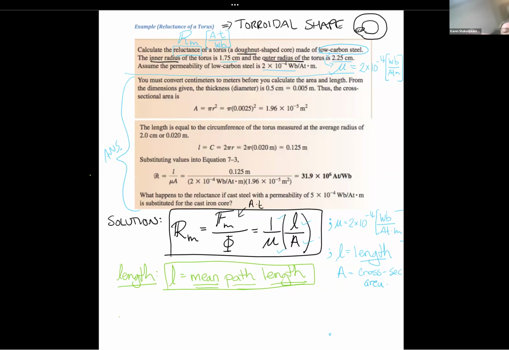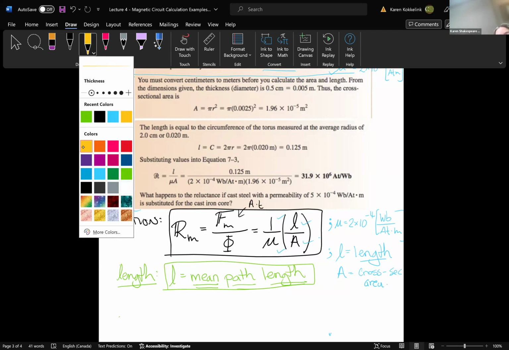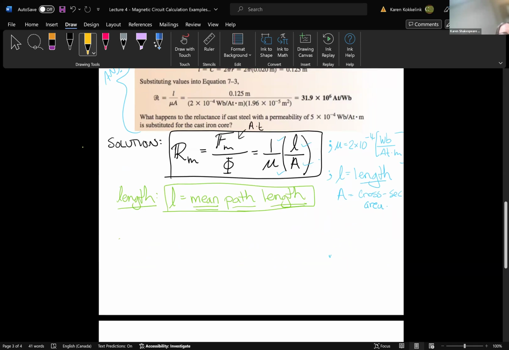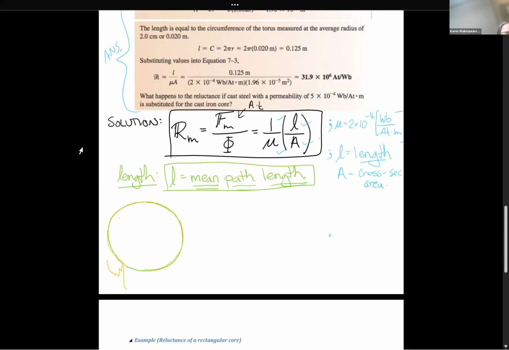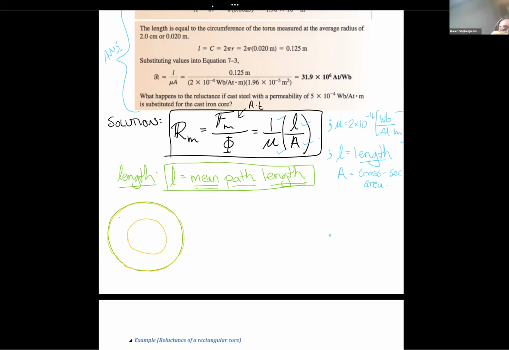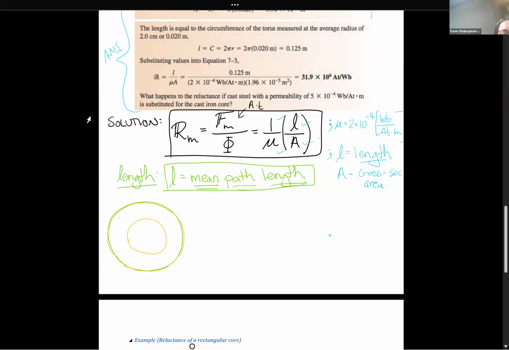What this is saying is that it is basically the average of the paths that the magnetic lines of force travel through. So if this is the path that these magnetic flux lines travel, we like to do our magnetic flux lines in blue, then some of these magnetic flux lines travel on the outer path. Some of them travel on the inner path.